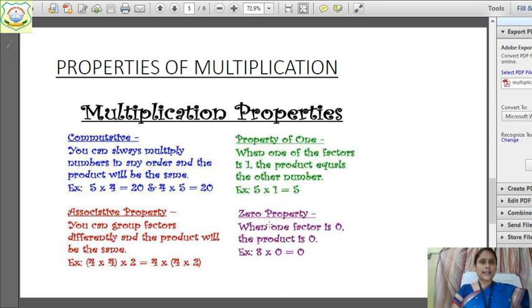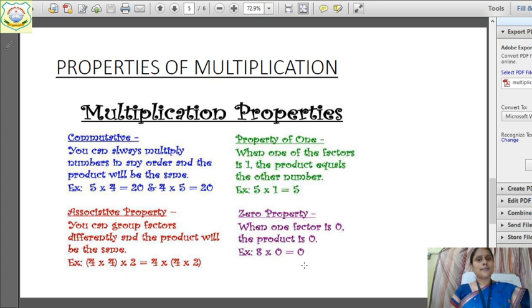Now we'll see the next property. Our next property is 0 property. Let's see, children. When one factor is 0, the product is 0. So when we multiply any number with 0, answer will be 0. Okay. So you multiply any smaller number or bigger number with 0. Answer will always be 0.